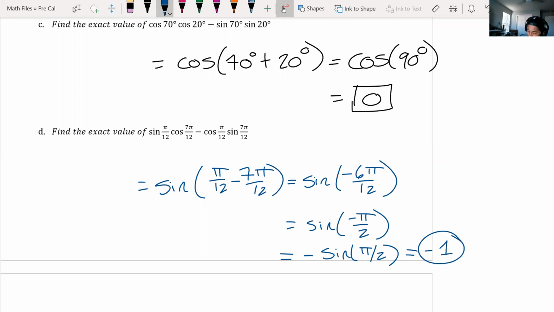Could we also just do the sine of negative pi over 2? Because then you just go the opposite way, which would be negative 1. That's it. Yeah, you can think of it either way, because sine of negative pi over 2 would be coterminal with 3 pi over 2, right? Absolutely. However you want to think about it.